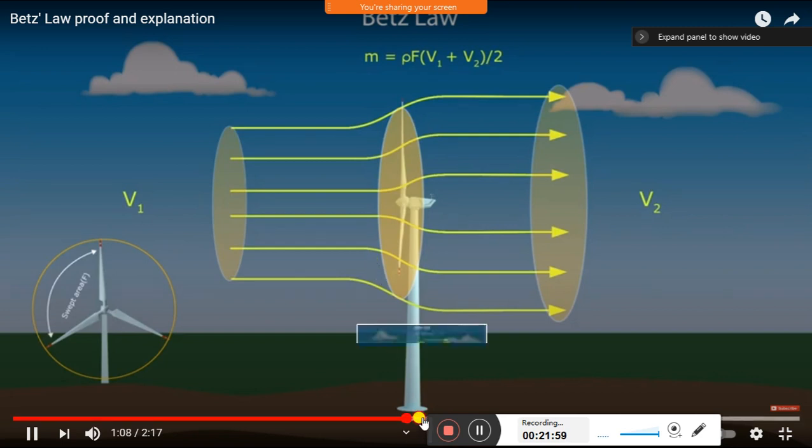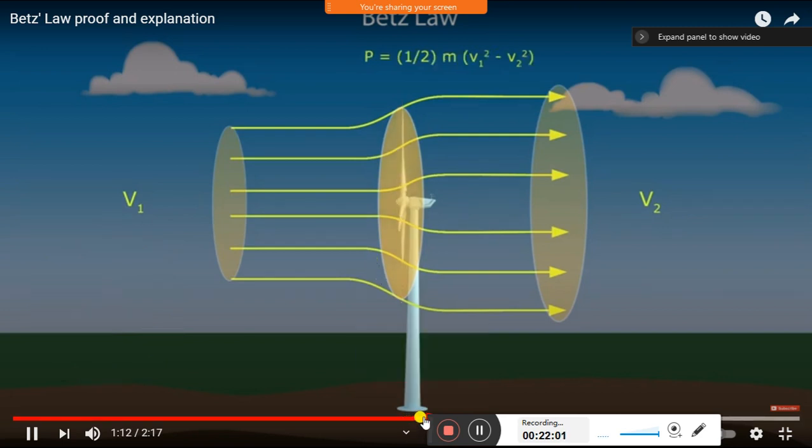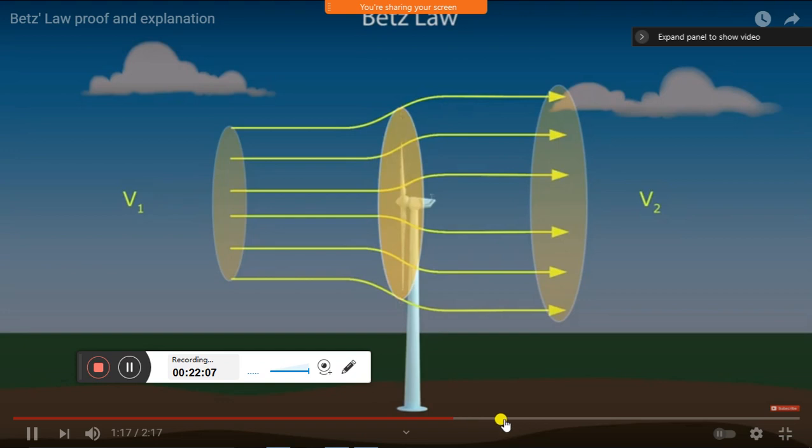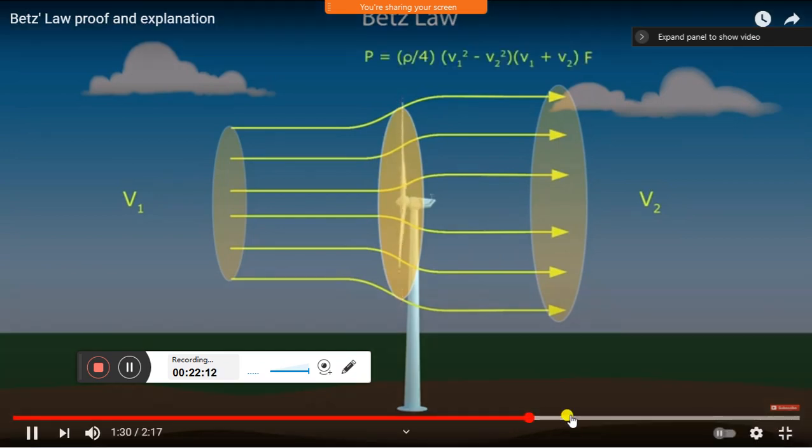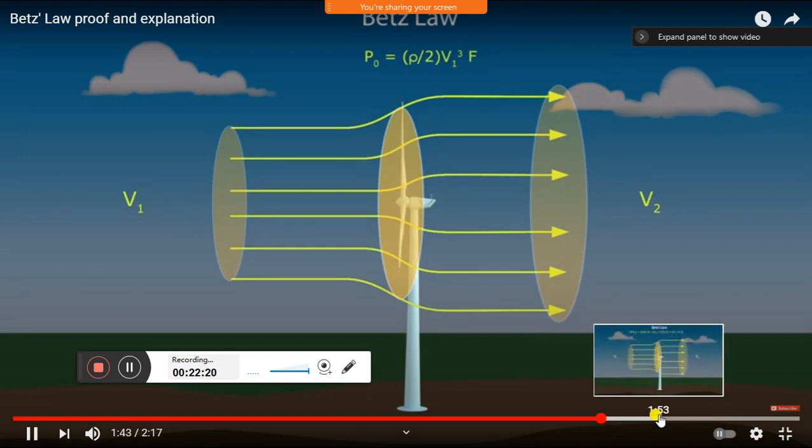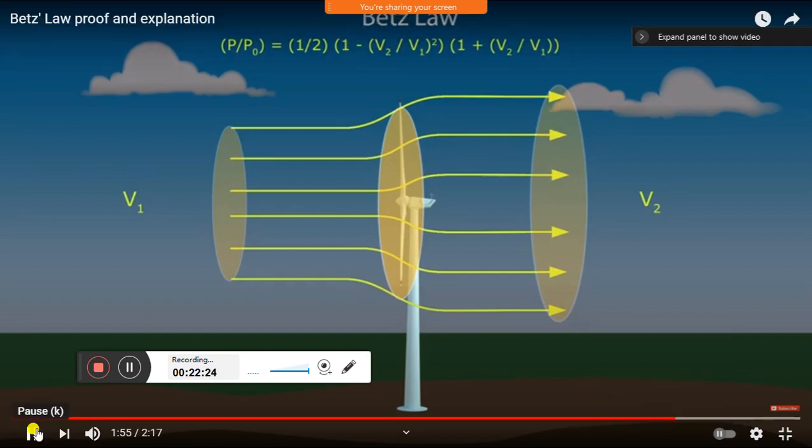Newton's second law: the force on the rotor is equal to the mass times the drop in the wind speed. Substituting m into this expression from the first equation, we get the following expression for the power streaming through exactly the same area. We call this power in the wind, which is then divided by V1. We may plot P divided by P0. Yes, we'll start the derivation.